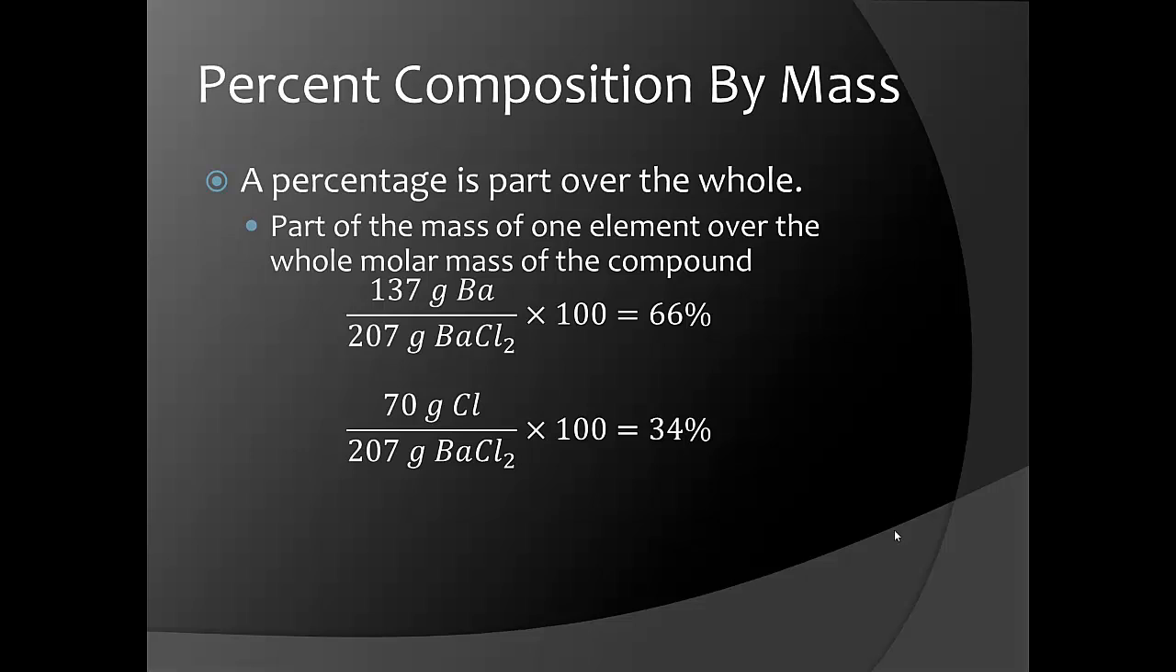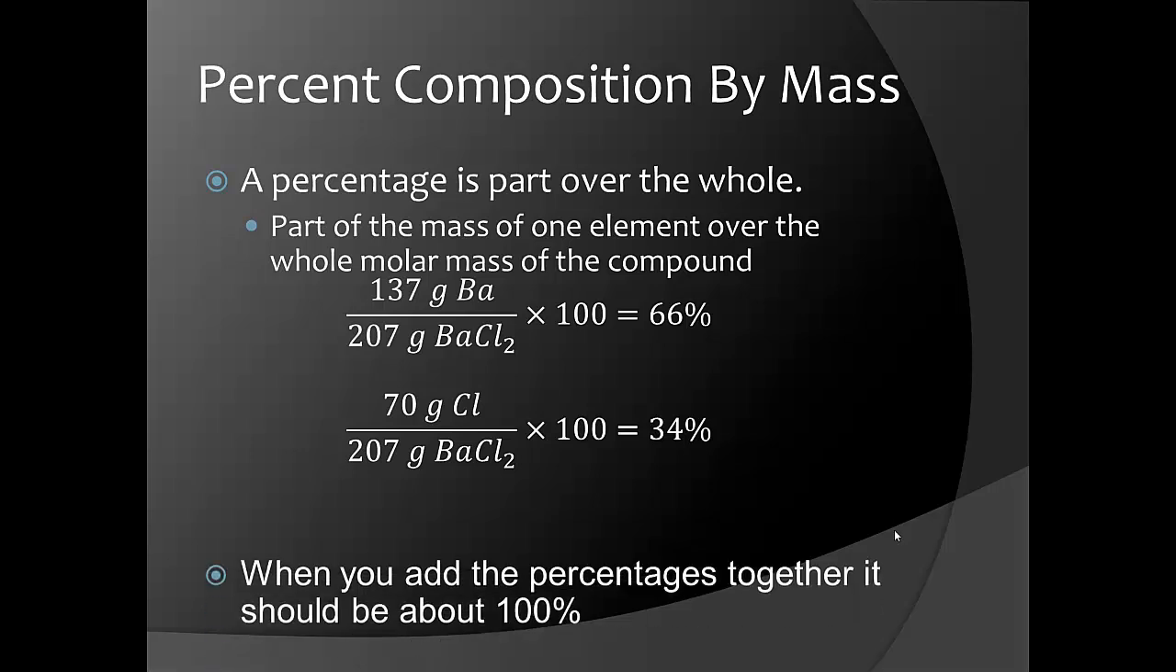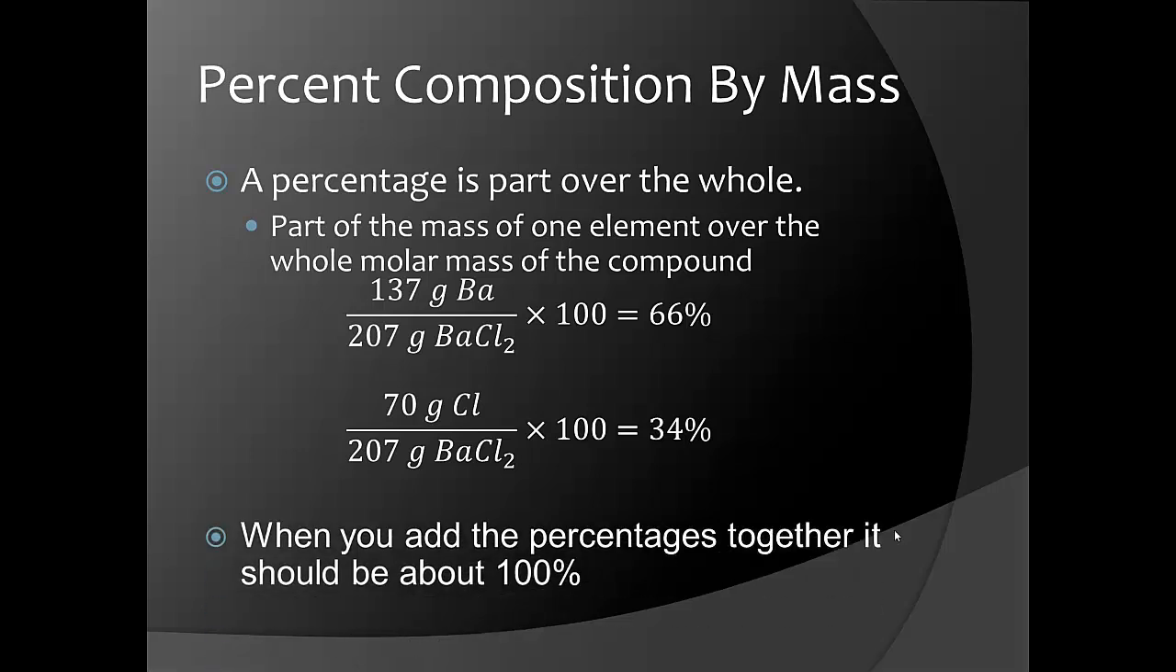The key is those two percentages better add up to be close to 100 or exactly 100. And that's how you can double check to make sure your work is correct for percent composition by mass.